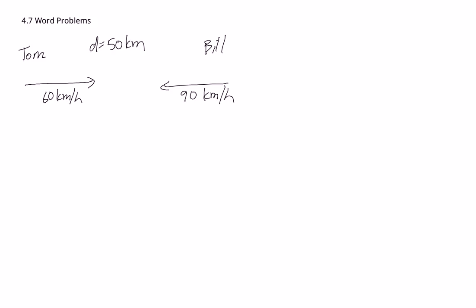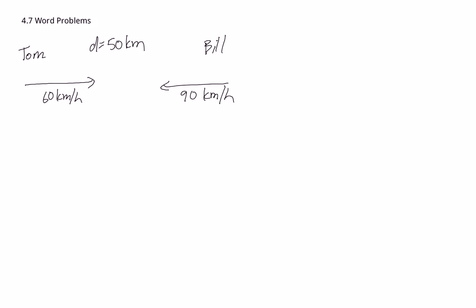So this first example I want to show you is we have Tom and Bill. They're 50 kilometers apart, and they're going to drive towards each other to meet. Tom is going to drive 60 kilometers per hour, Bill is going to drive 90 kilometers per hour, and they're going to meet somewhere in between the two. So the question is where would they meet and how long it would take and those kind of things.